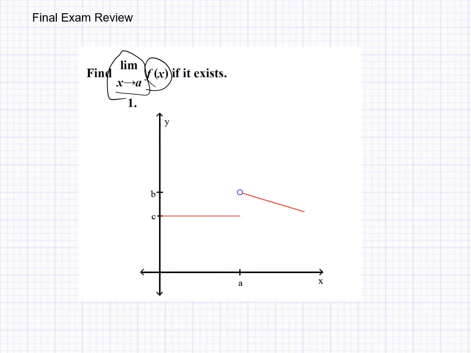Here's a graph of the function f of x, some random function. Here's a right here. So if we're approaching a, we're approaching a from both sides. And we want to make sure we're getting the same y value that we're approaching.